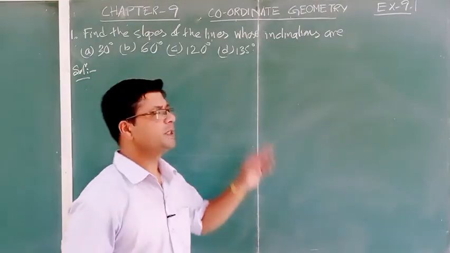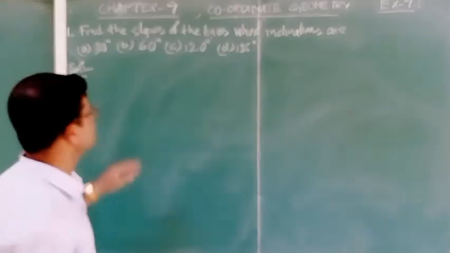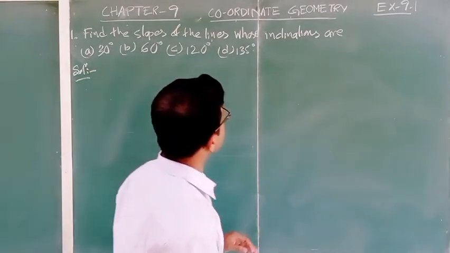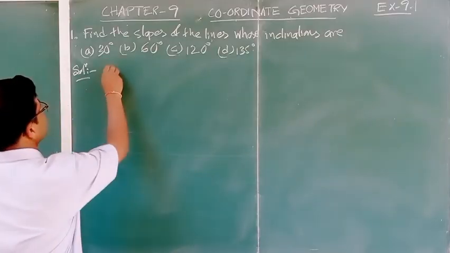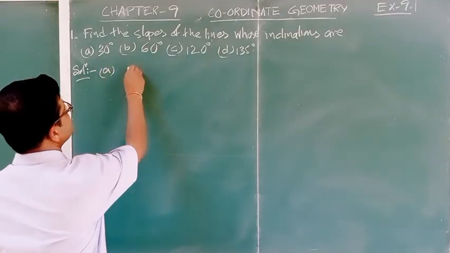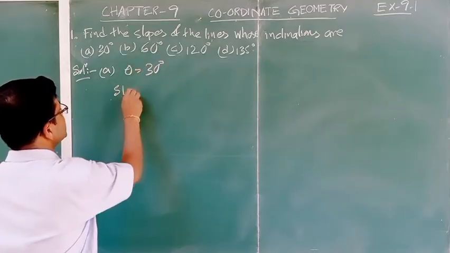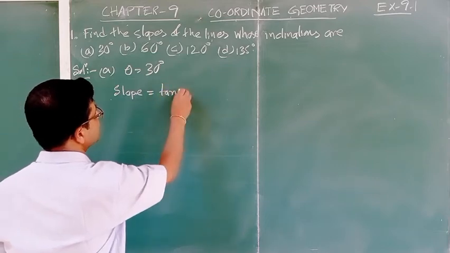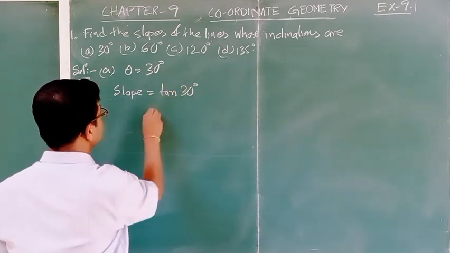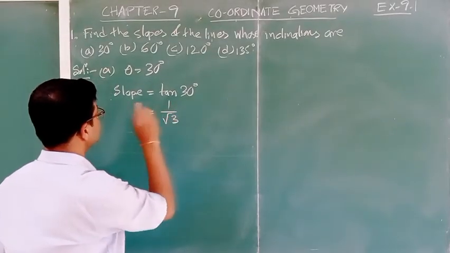Alright, my beloved students, now we are starting exercise 9.1. We have taken question number 1. Let us read the question. Find the slope of the lines whose inclinations are given; there are 4 parts. Let us take number 1. When the inclination theta is 30 degrees, what is the slope? Slope is tan theta, that is tan 30 degrees. The value of tan 30 degrees is 1 by root 3.